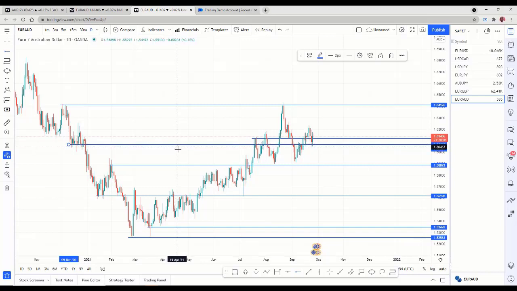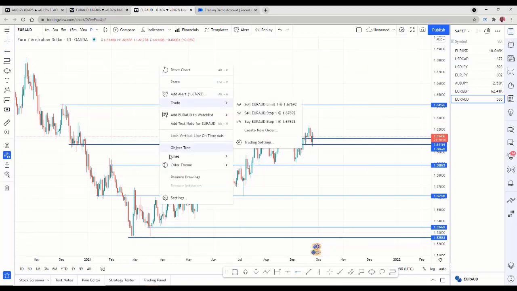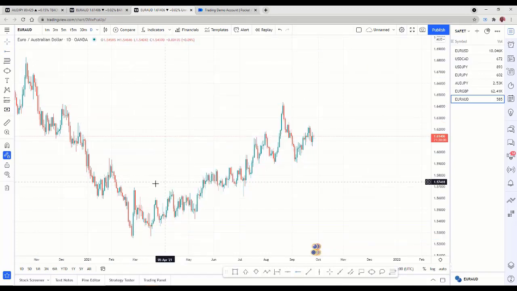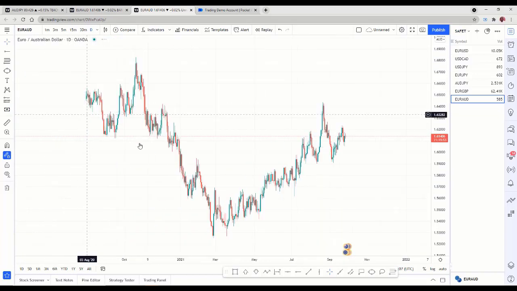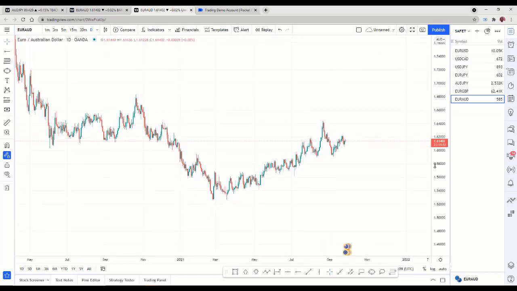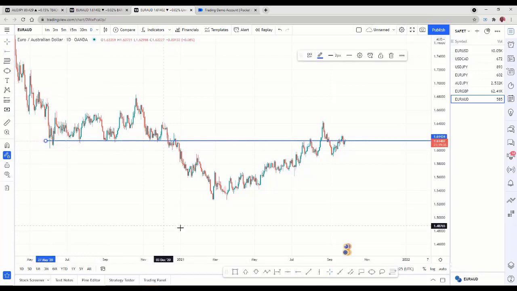Again, we need to be looking out for multiple and obvious levels around price. Multiple means where support or resistance could touch various points in the market. Take for example, I like using my horizontal ray. I draw this.